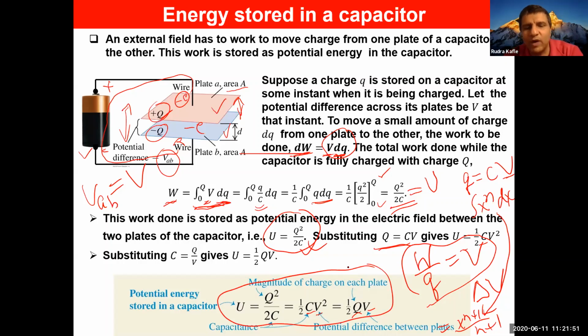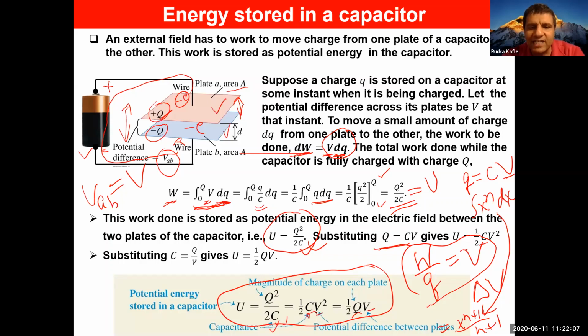Now you may have a question, which formula do we use? You can use any of these formulas to calculate the energy stored in a capacitor. For example, you can use Q squared over 2C if Q and C are given to you.